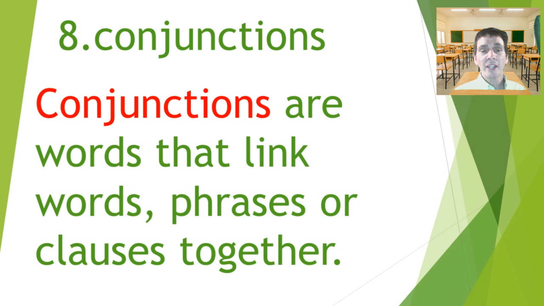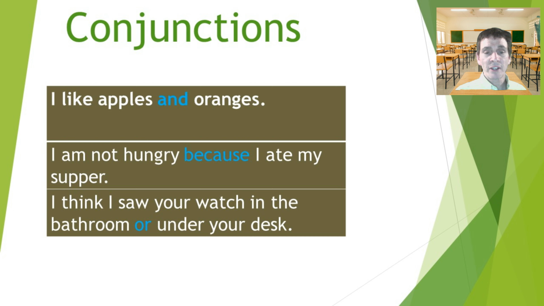Group number 8 is conjunctions. And conjunctions are words that link words, phrases, or clauses together. Okay, so I like apples and oranges. I'm not hungry because I ate my supper. I think I saw your watch in the bathroom or under your desk. So words such as and, because, and or, well, these are different types of conjunctions.